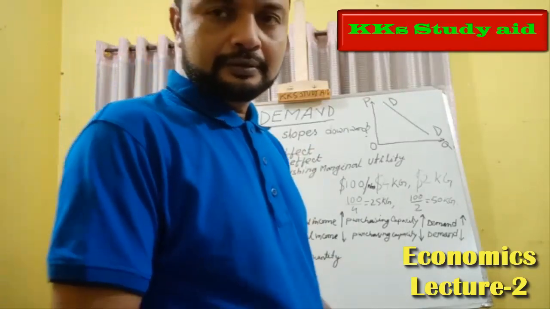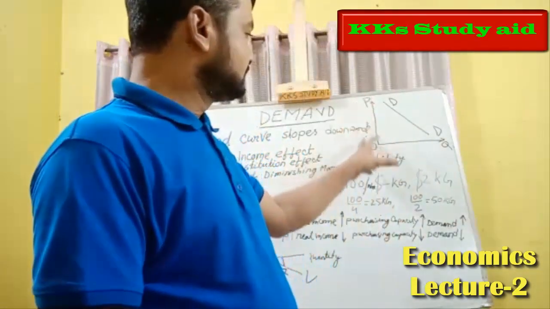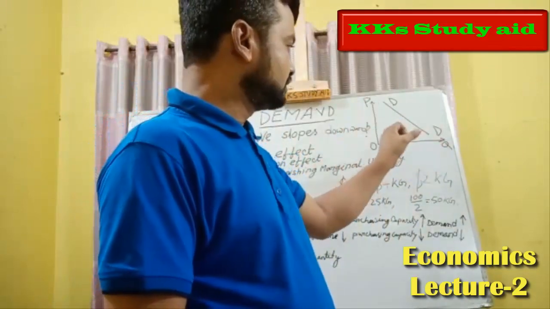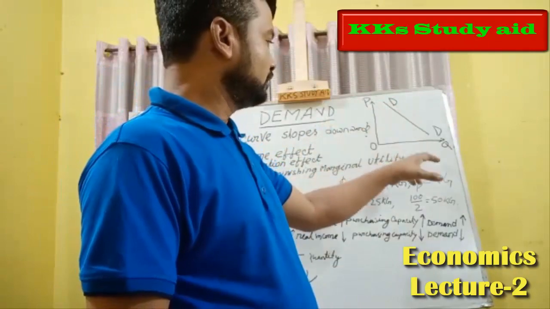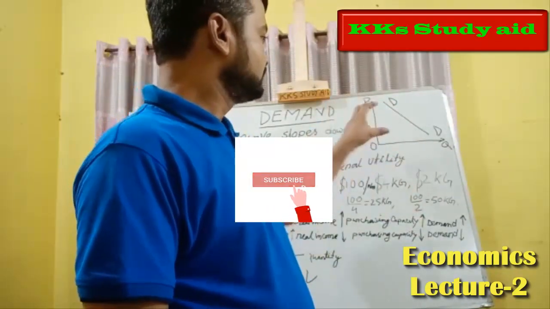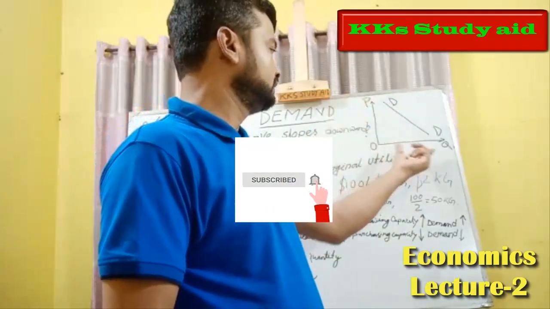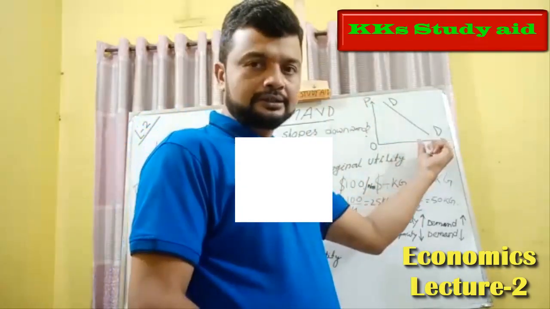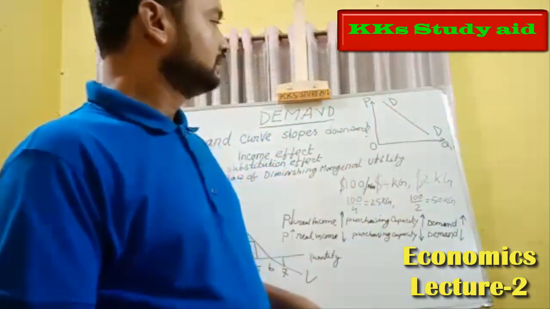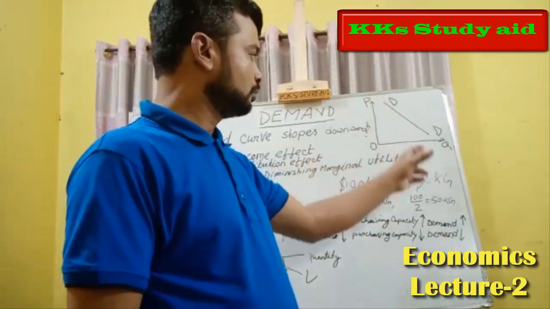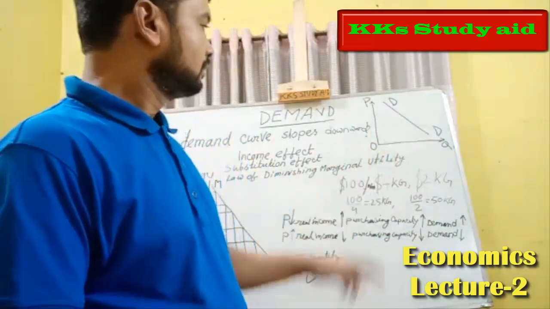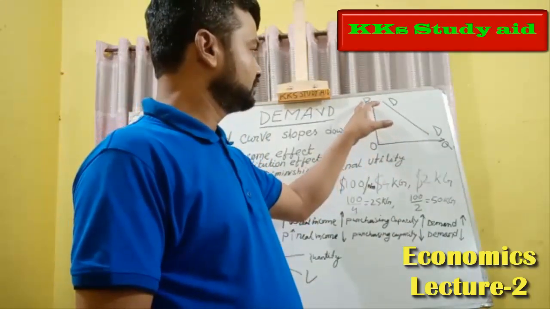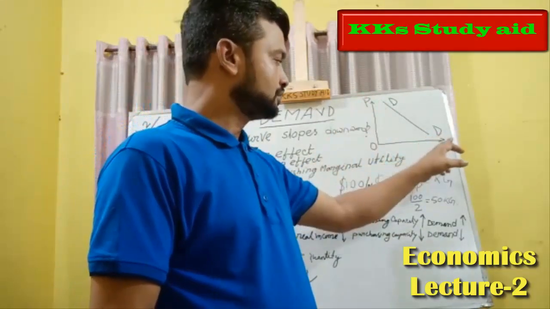Dear viewers, my dear friends, we can see here a graphical presentation of a demand curve. A demand curve is drawn here with price on its vertical axis and quantity on its horizontal axis. We see that this demand curve slopes downward from left to right. What does it say? It says that there is an inverse relation between price and quantity.